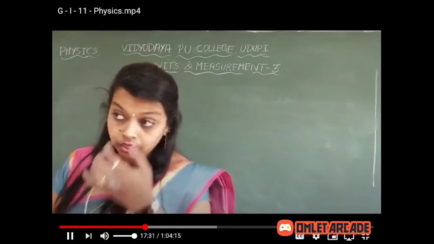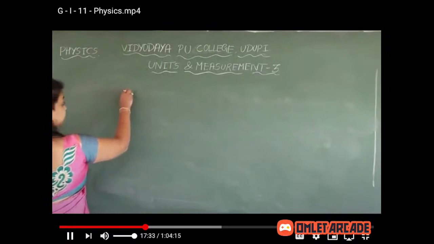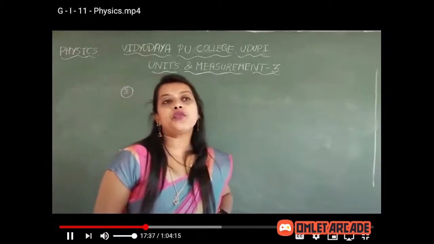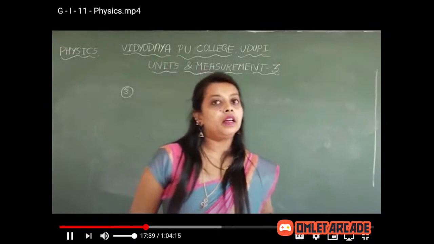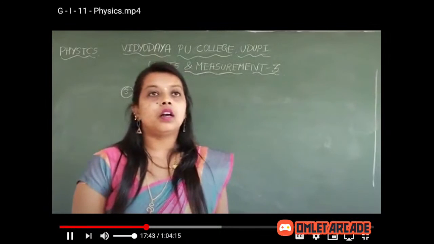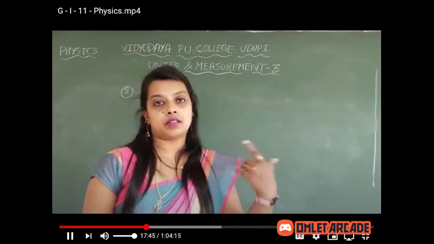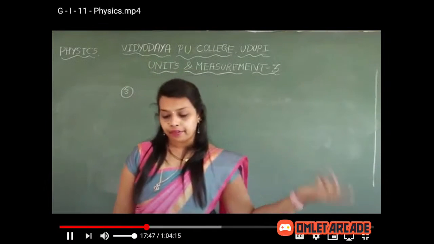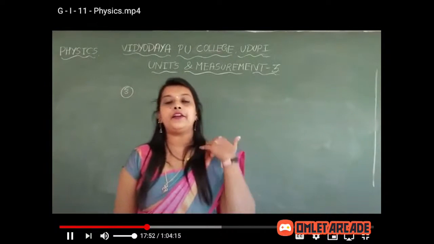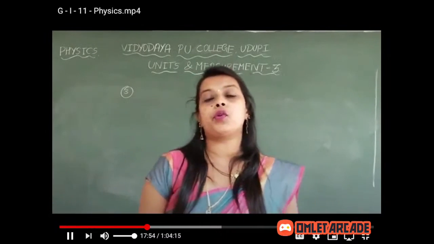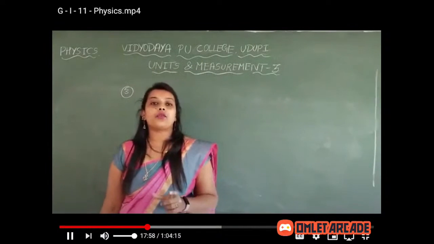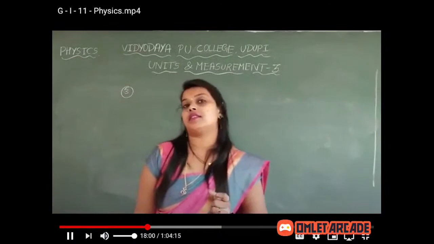Okay, next, third one. The error in the resultant of a physical quantity when the equation consists of powers like x to the power of n, z to the power of n, a to the power of n. Such type of equations are there. So what we have to do, how to find the errors.